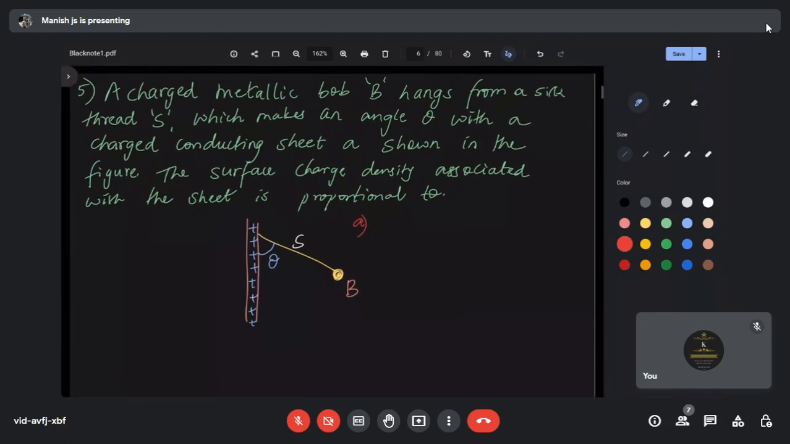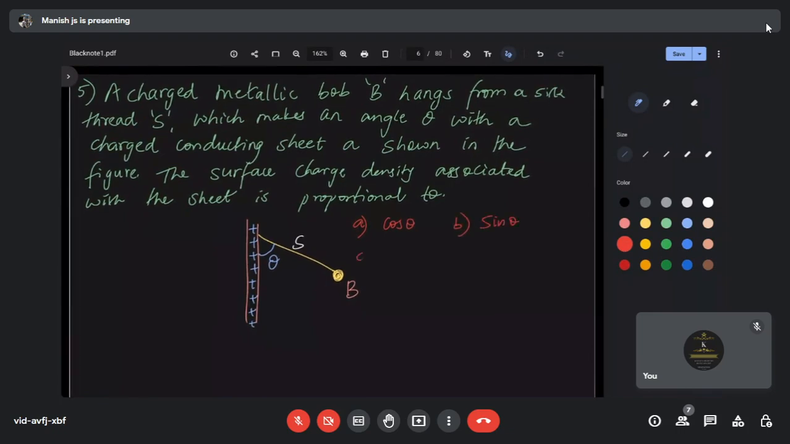So options are option A cos theta, option B sin theta, option C tan theta, option D cot theta. Yes, இதை ட்ரை பண்ணுங்க.